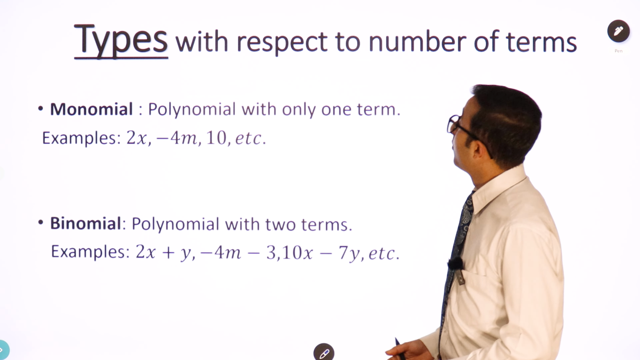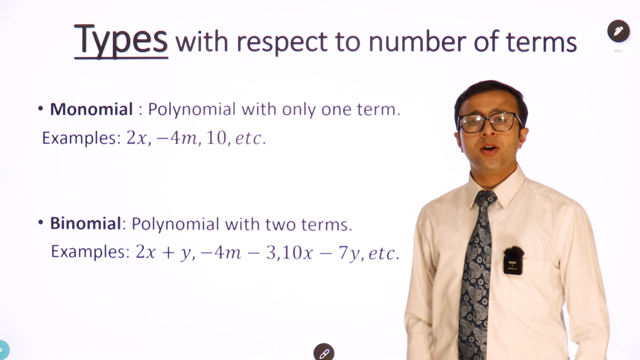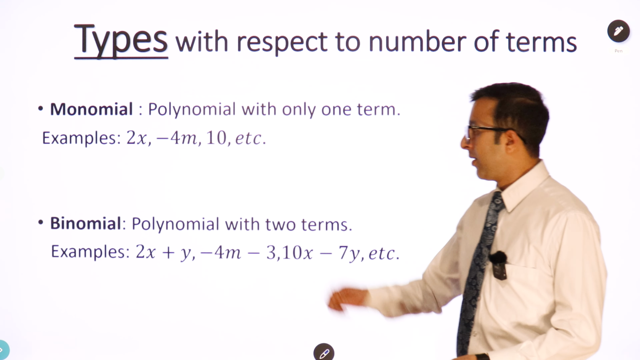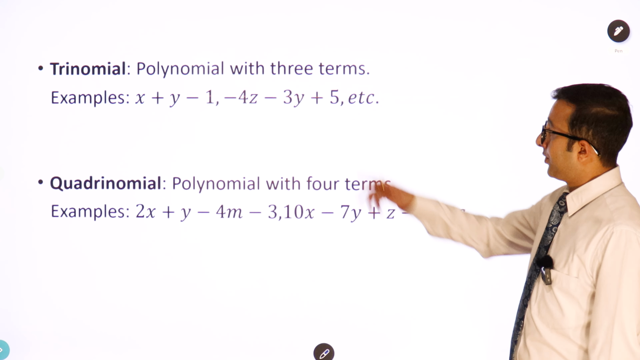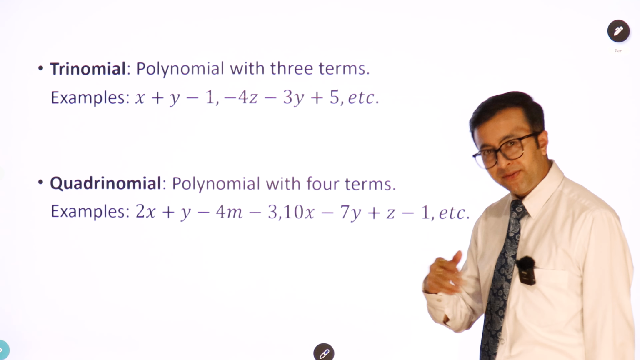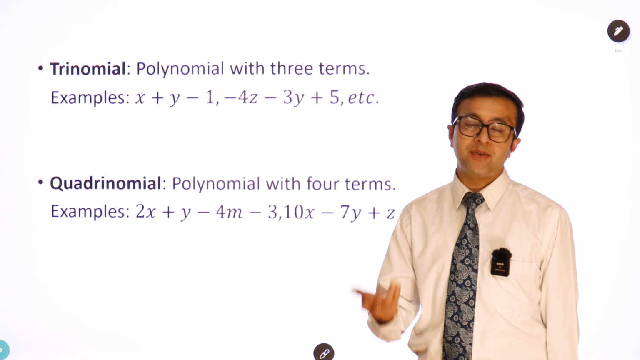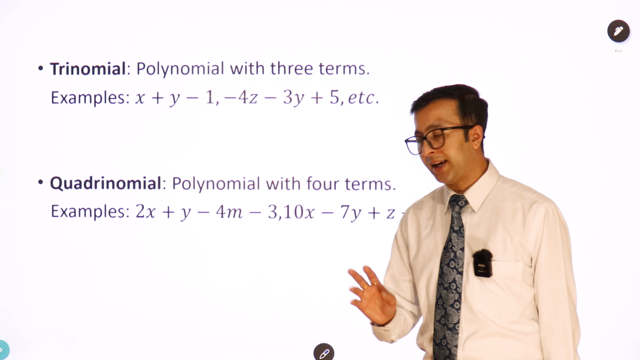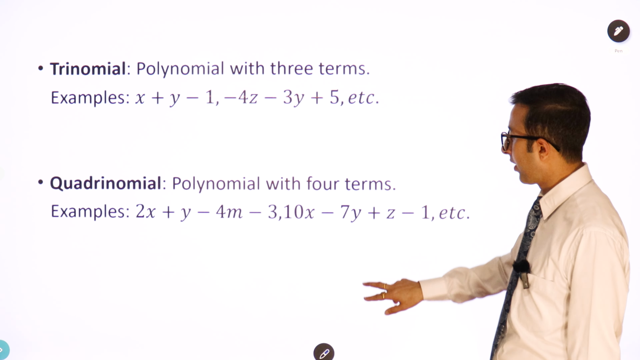Types of the polynomial with respect to number of terms. You already have seen this. Monomial, which carries only one term. Binomial, which has only two terms. Just look at here, some examples are written here. Trinomial, if there are 3 terms. Quadrinomial, if there are 4 terms. And for 5 terms and more than 5 terms, we can say the polynomial having 5 terms, polynomial having 6 terms, just like this. These are a few examples related to monomial, binomial, trinomial, quadrinomial.